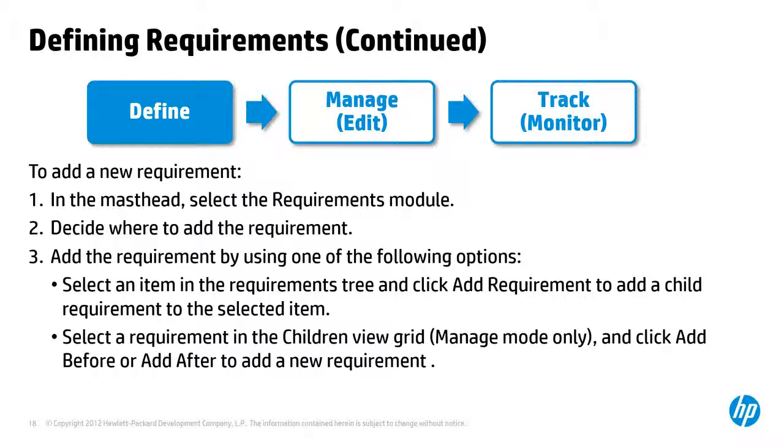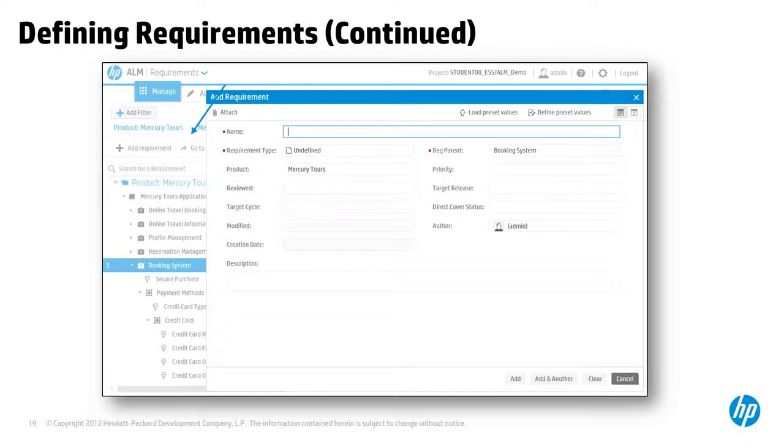So if we're looking at a requirement in a grid view, in a flat view, we can add a requirement before or after the selected requirement. Or if we're in a tree view, in our traditional hierarchy view, we can add a parent folder or add a child folder in the traditional sense of the ALM requirement management. So if you're familiar with our previous ALM products, this is very similar functionality. Not much has changed here. This is very similar to what you're used to.